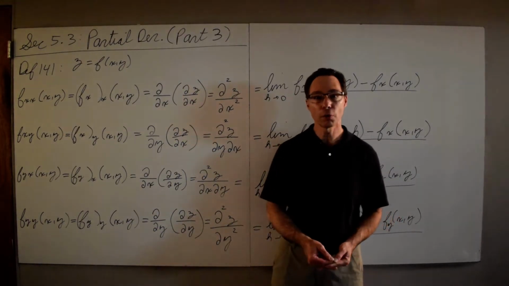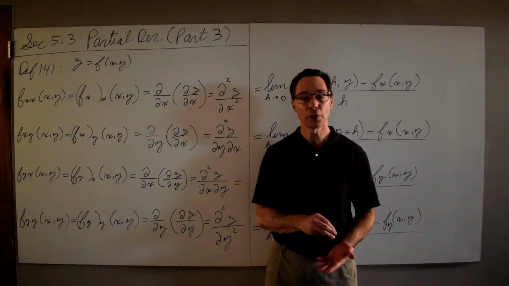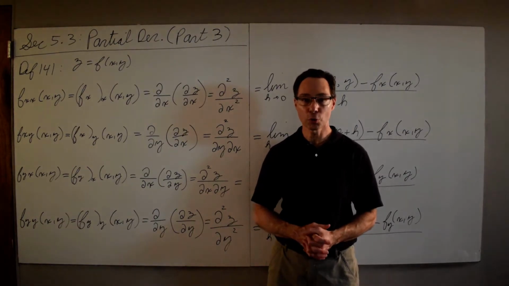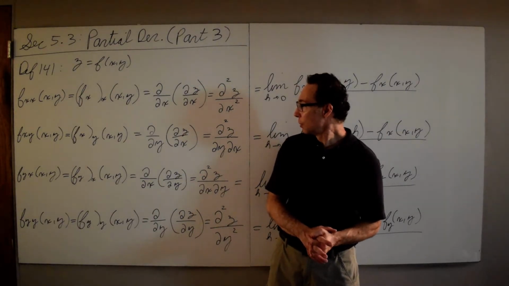In Calculus 1 you learned about higher order derivatives. You took a second derivative, which is a derivative of a derivative. Here we're going to take a partial derivative of a partial derivative.